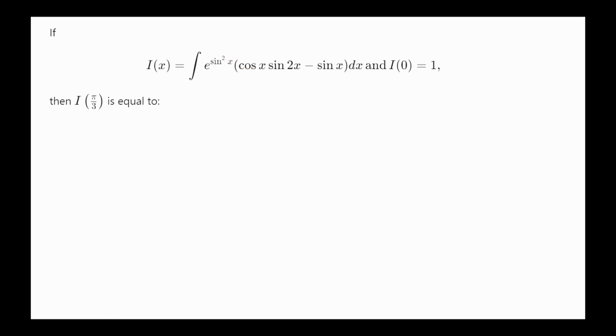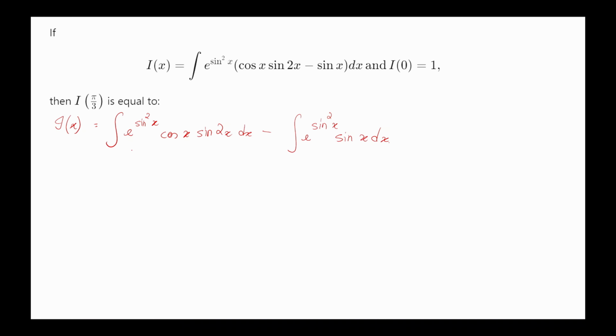If I of x is equals to this and I0 is this, then I of pi by 3 is. So basically, again, we need to find out what our I of x is. So I'll multiply this e to the power sine square x into both my functions and see what I'm getting. So I would have I of x equals to integration of e to the power sine square x cos x sine 2x dx minus, I've taken the integration separately for both these terms. So this would become e to the power sine square x sin x dx.